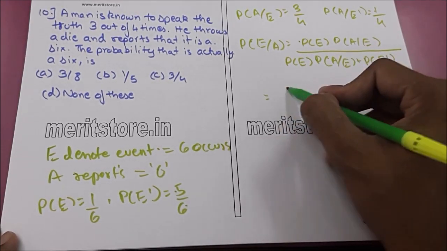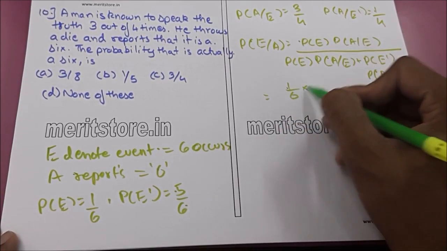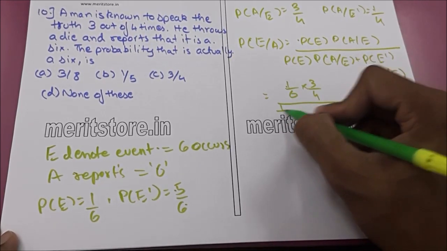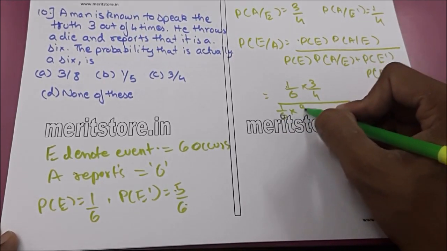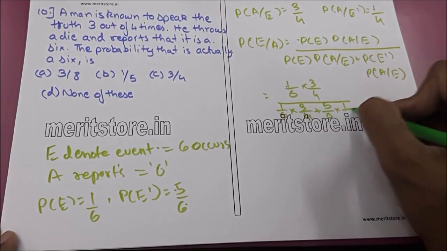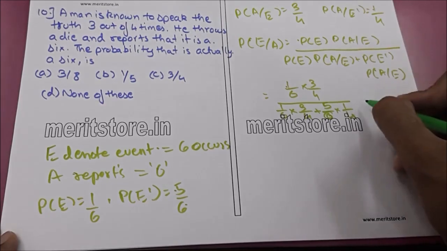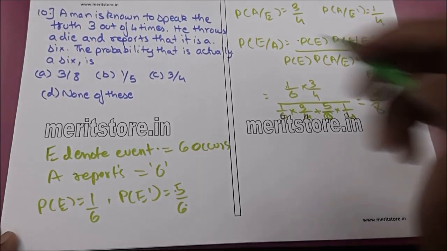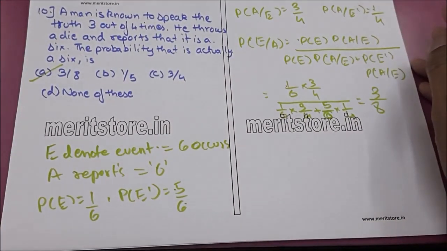We substitute these values, we get 1 by 6 into 3 by 4 upon 1 by 6 into 3 by 4 plus 5 by 6 into 1 by 4. We solve this, we get 3 by 8, which is our option A. So option A is the correct answer.